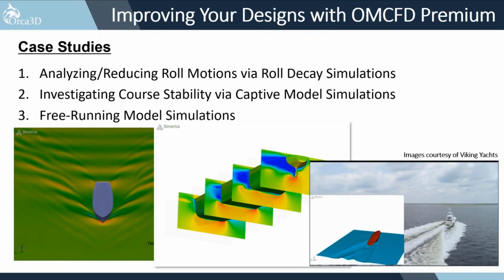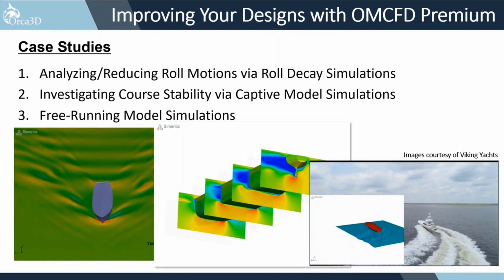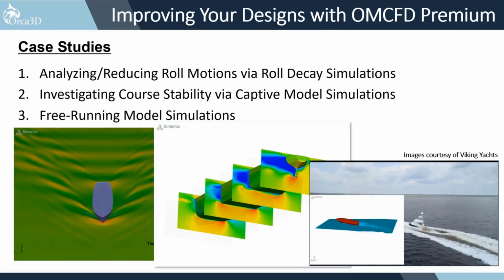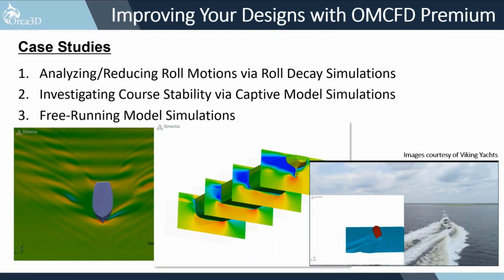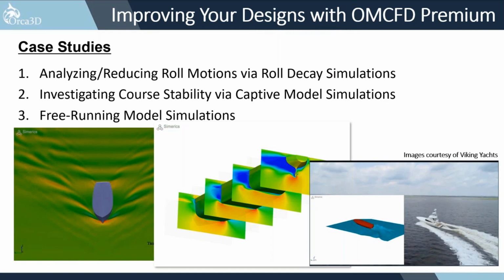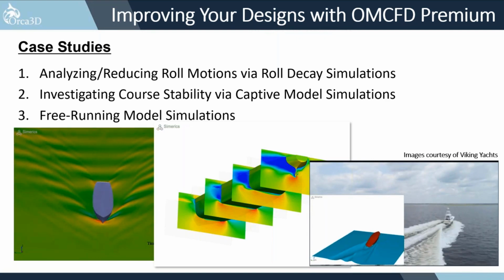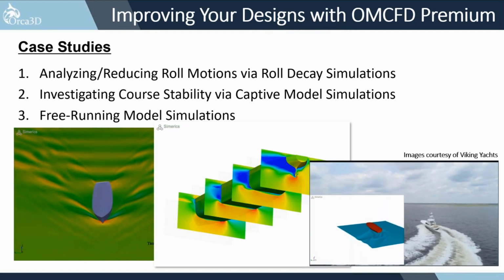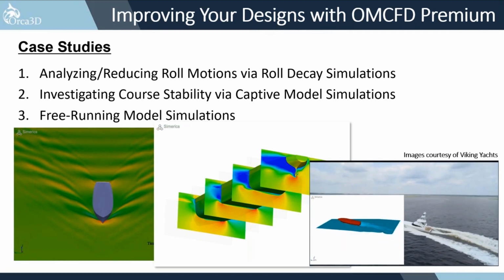And then the third one will go well beyond these more simplistic examples in the first two and look at free running model simulations. So Chen Jie will talk about free running examples and how you would perform those types of analyses with the premium version of Orca CFD. And you see an example here, actually of all three of these. The lower left is a roll decay study with velocity. So the vessel's moving forward and is rolling at the same time. The middle image is measurements of velocity in the fluid at different longitudinal points along the hull in what we call a captive model simulation. And then the third one is showing a free running maneuvering example with the Viking hull.